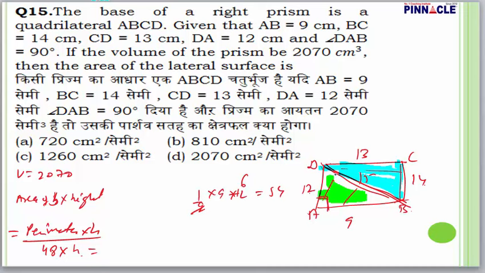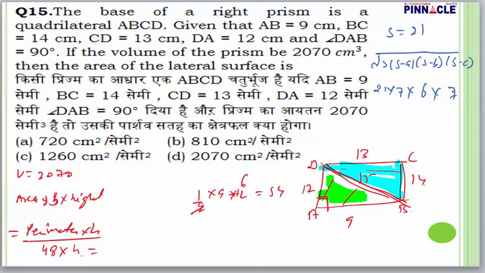Now this other triangle is in fact a scalene triangle, and the area of a scalene triangle can be found from Heron's formula, that is square root of s into s minus a, s minus b, s minus c, where s is the semi-perimeter. Here the sides are 15, 13 and 14. 15 plus 13, 28, plus 14, 42. The value of s would be 42 divided by 2, that is 21. So 21 into 21 minus 14, that is 7; 21 minus 15, that is 6; 21 minus 13, that is 8.